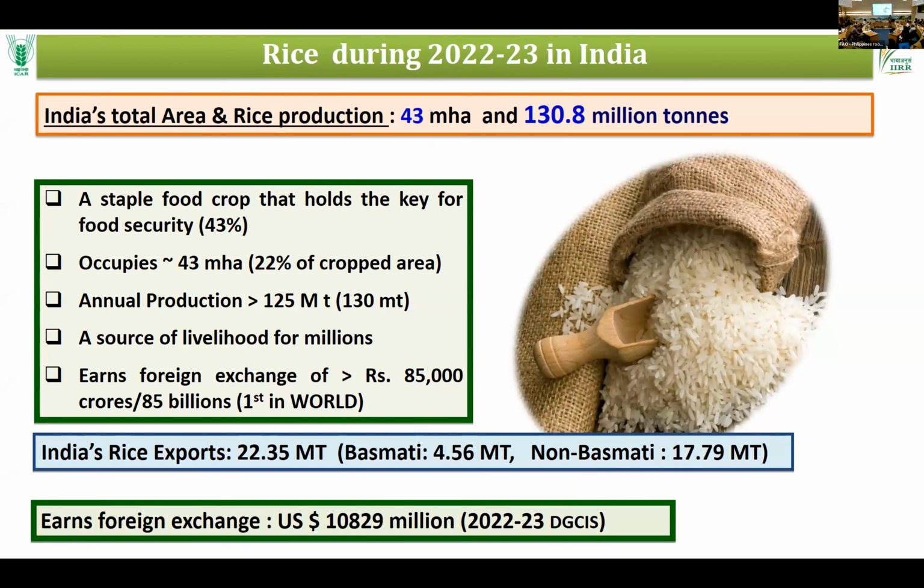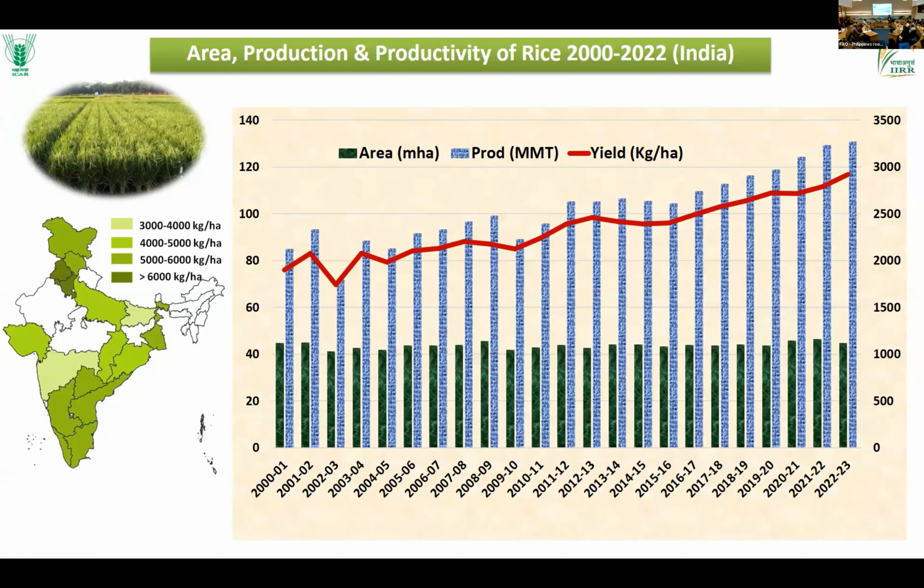Coming to the Indian status, we have 43 million hectares in rice, and we produce 130 million tons. We also export almost 22 million tons to different countries. Looking at the past 2 decades of area, production and productivity trends in India, the area is decreasing. Previously, it used to be 45 million hectares, now it is 43. The production level is increasing, and the productivity is also increasing, due to high yielding varieties and hybrids released by different centers.